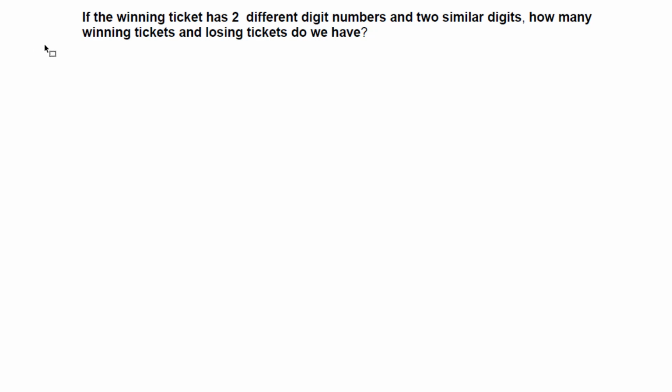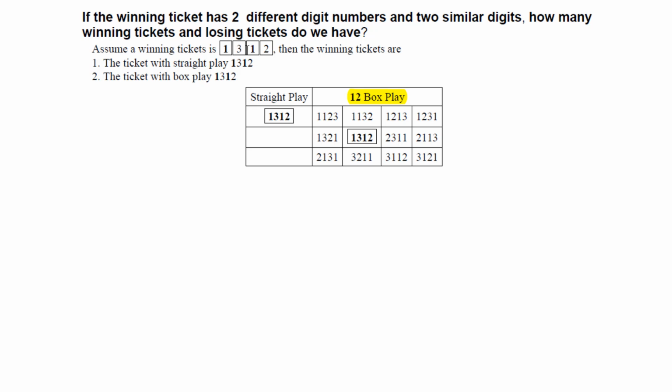Another question: if the winning ticket has 2 different digit numbers and 2 similar digits, how many winning tickets and losing tickets do we have? In such a case, let's assume that the winning ticket is 1312. So the winning ticket has 2 repeated digits, and that is 11. This ticket can be played as straight play or as box play. The box play of this ticket with 2 similar digits is 12 possibilities or 12 outcomes, and straight play is 1. So this straight play is mutual with the box play. So 1312 is mutual between the 12 box play and the straight play.